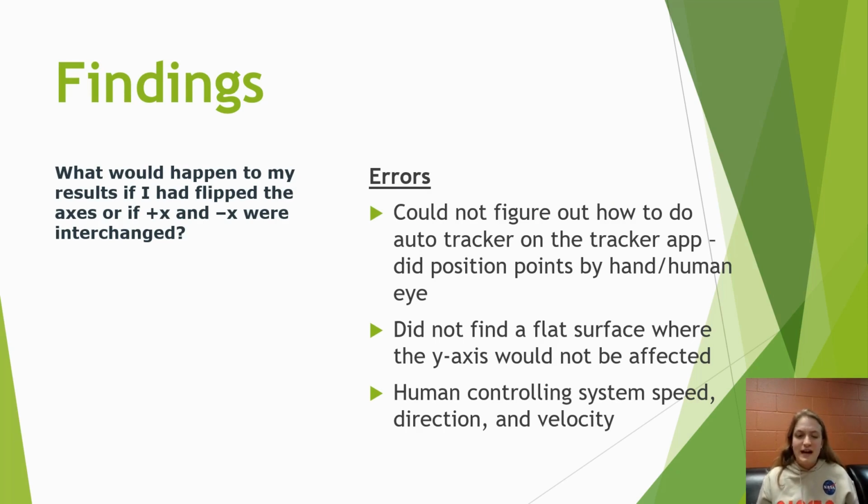Some errors: I couldn't figure out how to do auto tracker on the tracker app, so I individually clicked every single frame, and I got kind of tired towards the end, so the graph lingers off towards the ends. Also, I was the person controlling the scooter, so there obviously might have been errors there. And I couldn't find anywhere that was super flat, so the y-axis preferably would not have been in the equation at all, but it had to be because I was on a hill.